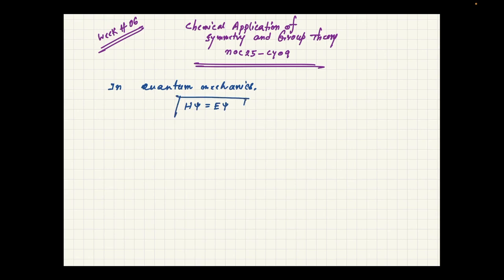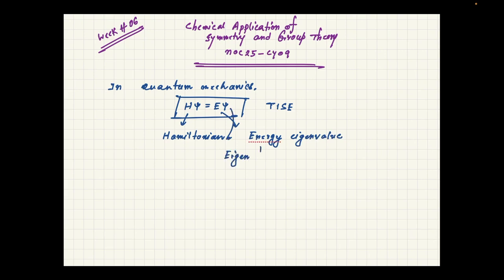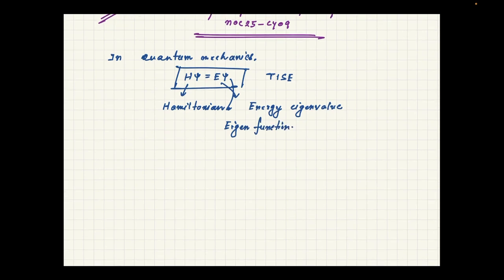So this is the time independent Schrodinger equation. Here H is the Hamiltonian, E is the energy eigenvalue, and psi is the eigenfunction. So this is an eigenvalue equation.